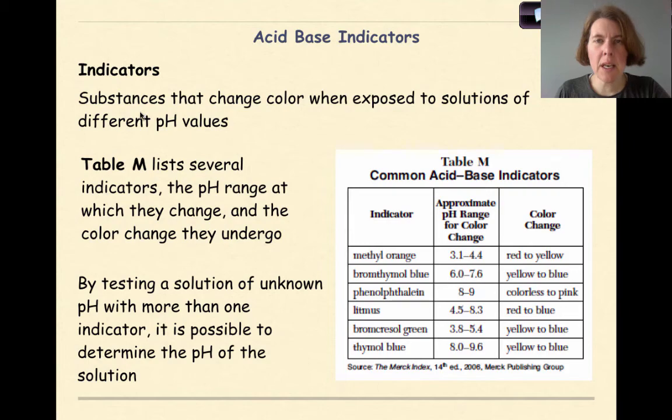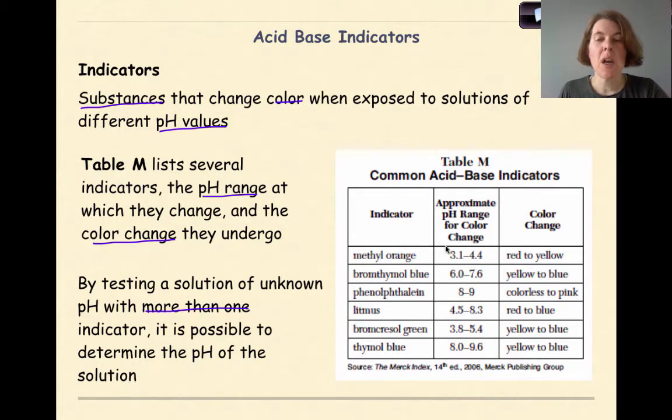So what is an indicator? Indicators are substances that change color when exposed to solutions of different pH values. So it's going to change color depending on whether it's placed in acidic solution or basic solution. Table M of your reference table lists several indicators, the pH range at which they change, and the color change they undergo. By testing a solution of unknown pH with more than one indicator, it's possible to determine the pH of the solution.